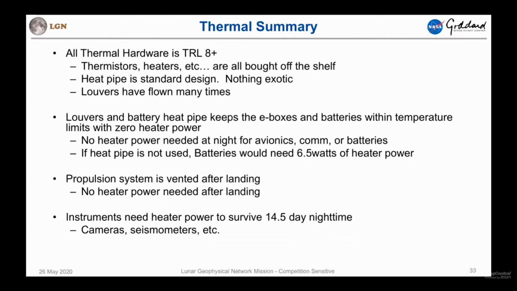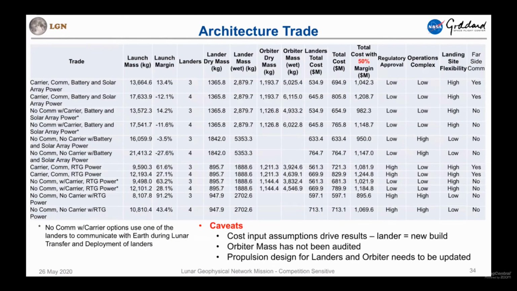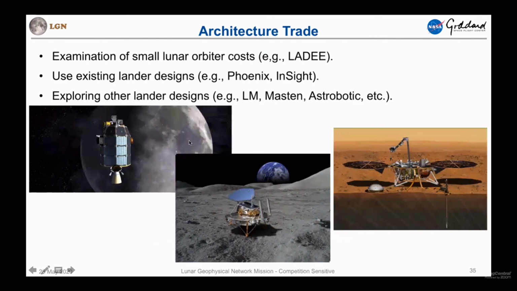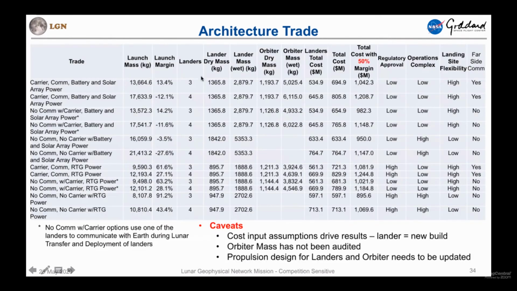This is the nuts and bolts image, and again, lots of numbers to sort of get everybody confused. What I want to point out here, here's our launch mass. This is the number of landers, and I've gone too far. And what we see here, this is our launch margin. So what we have there are 4 landers with Falcon 9 Heavy. This is the cost over here with a 50% margin.